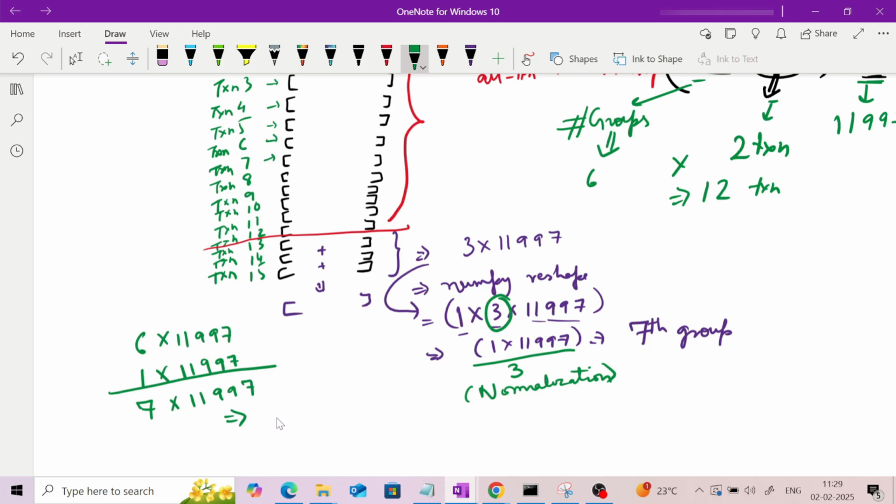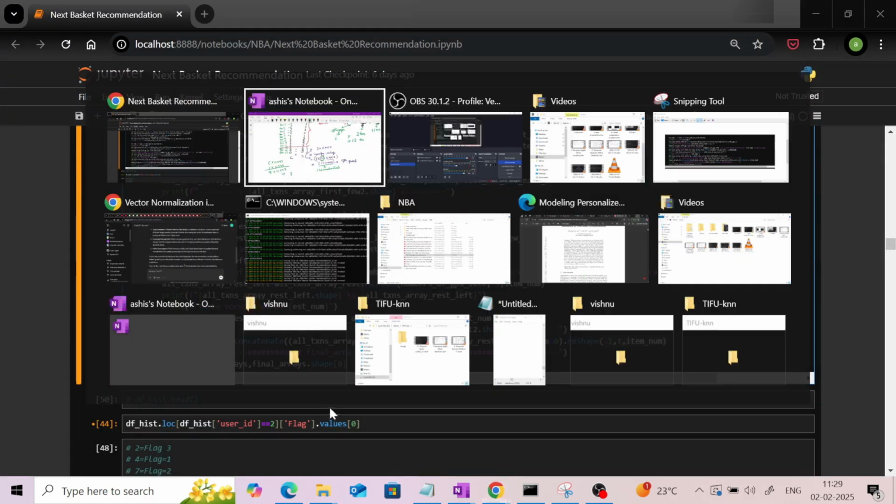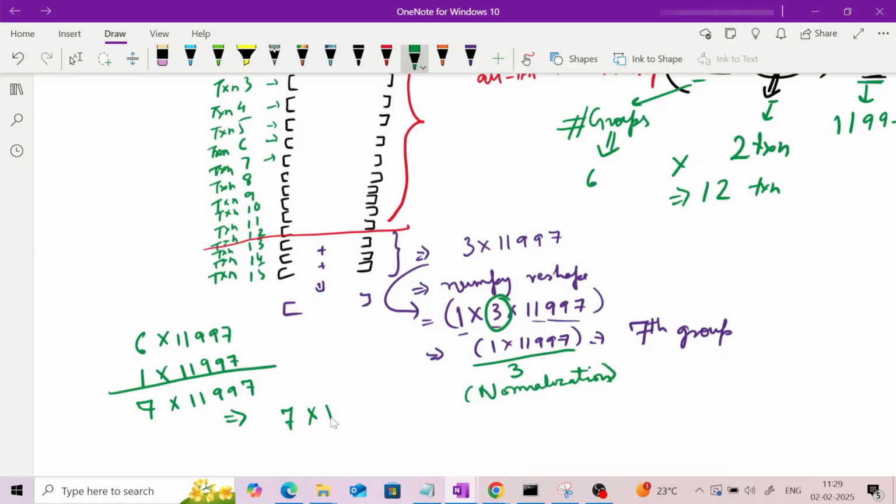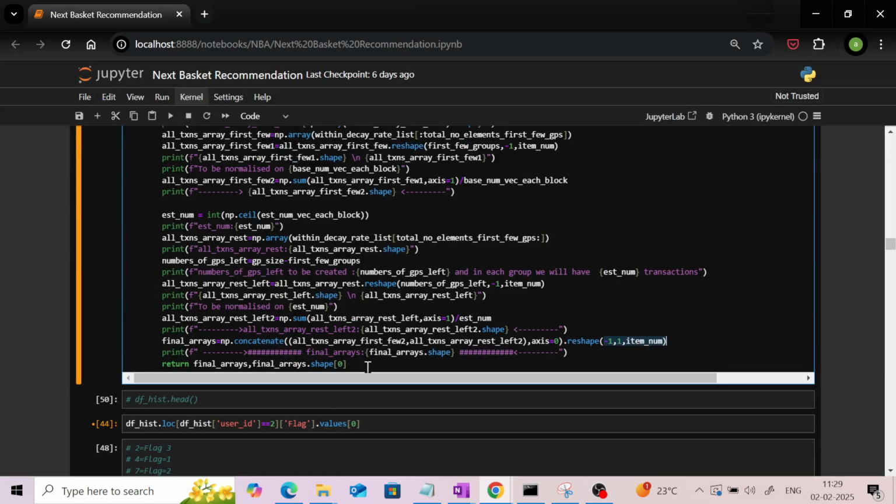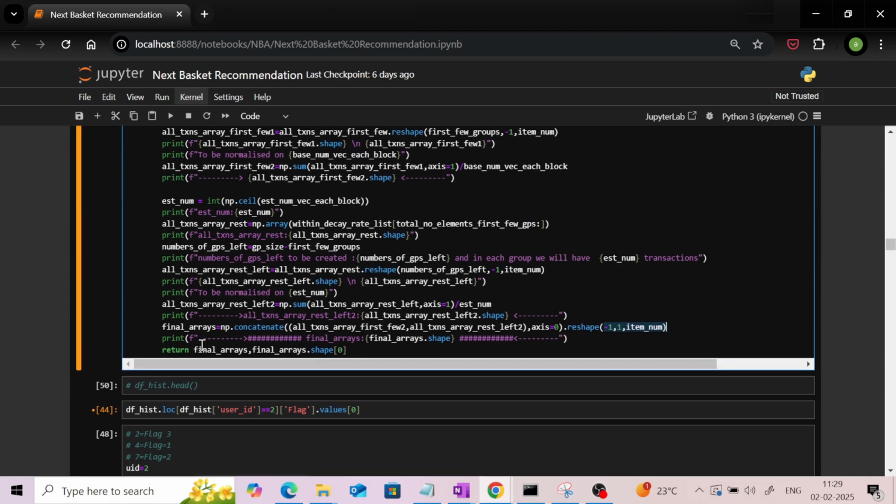That reshaping converts this to 7 cross 1 cross 11,997. This explicitly means we have seven groups, and each group is of shape 1 by 11,997. So each group is represented by this vector. And finally, we are returning the final arrays and the shape of the final arrays.